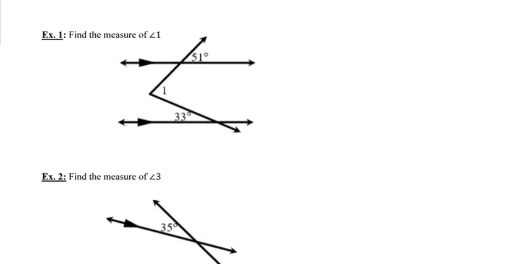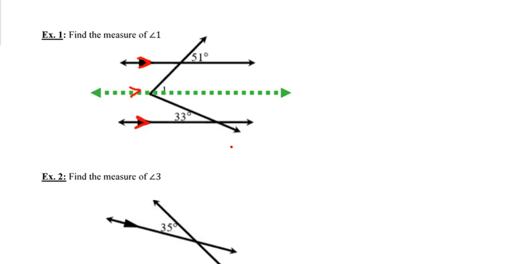It says find the measure of angle 1. In this example, it's not quite as straightforward because they haven't drawn in for us the auxiliary line. So the first thing that I'm going to do is draw in that auxiliary line, and I'm going to draw that in such a way that all three of those lines that I just marked in the diagram are parallel to one another.